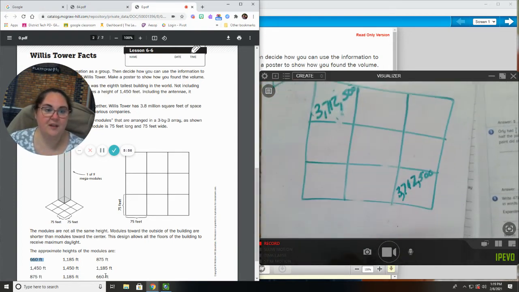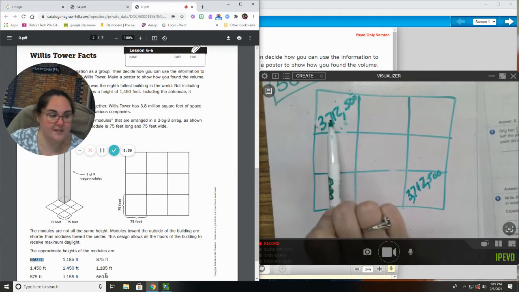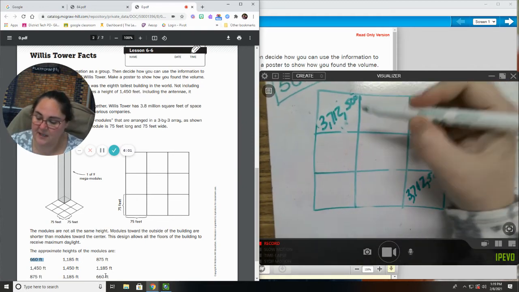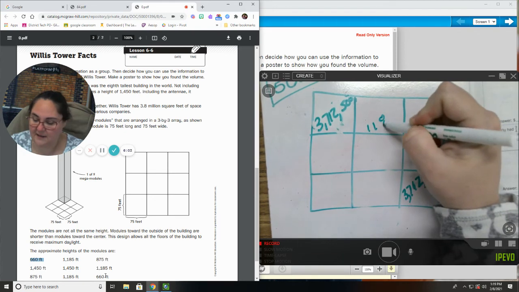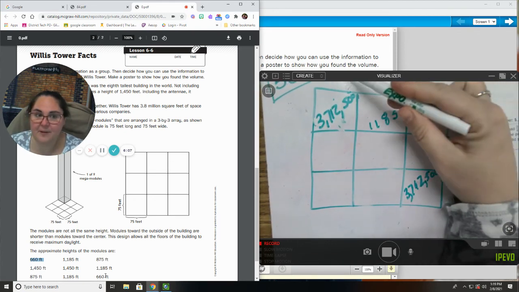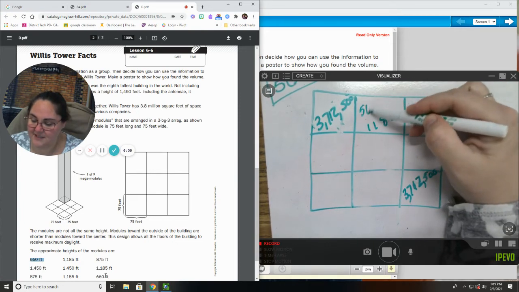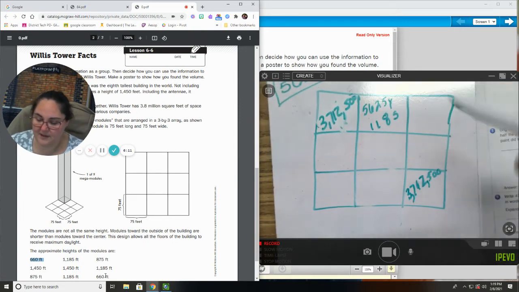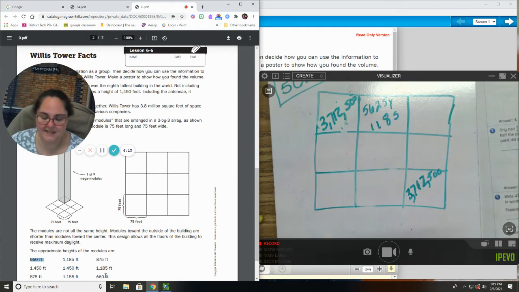and I'm going to do the next square. So I'm just going to go across. So I did this one. This one is 1,185. Okay, and if I multiply by that 5,625, multiply those together. I want you to multiply it and see what you get.